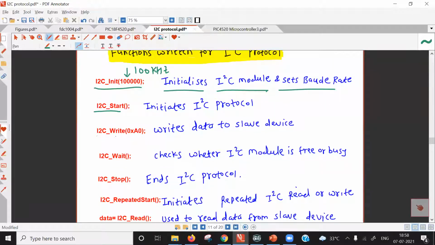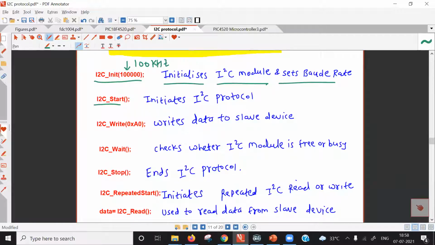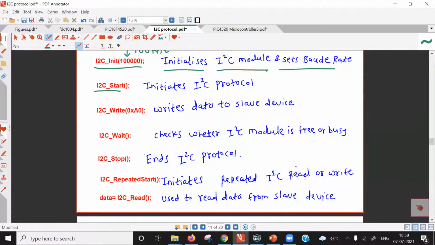Next is I2C underscore write. As the name indicates, it is used for writing data to the slave devices. So this data could be an address as well. So it is used for writing data to slave devices.